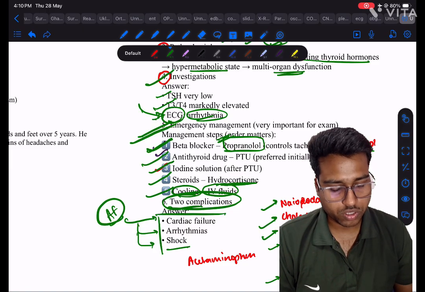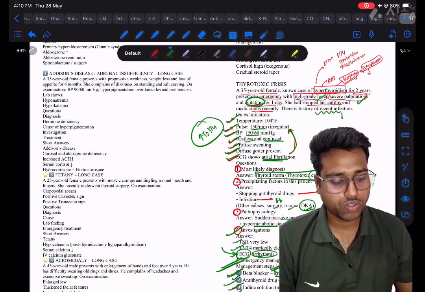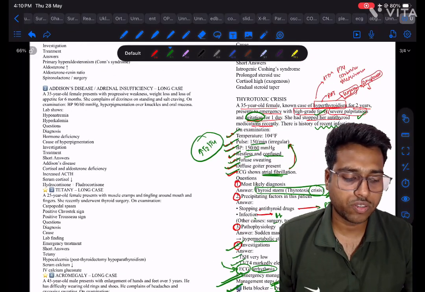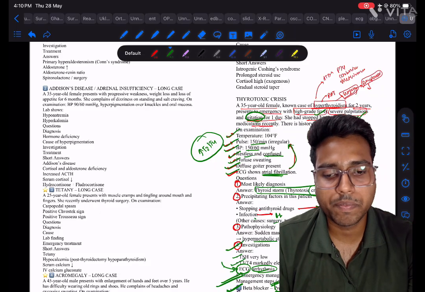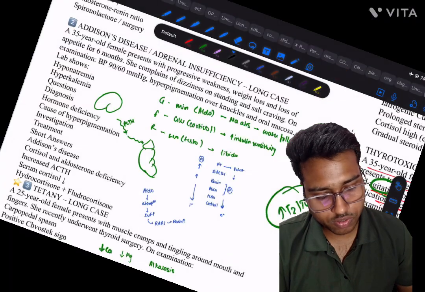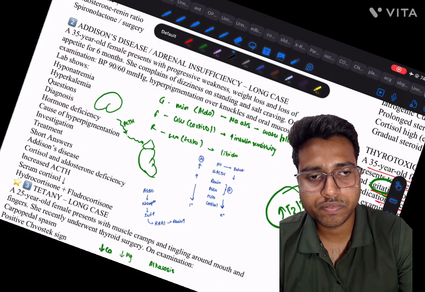Okay, these are the common findings over here. You have to understand the hyperthyroidism, and accordingly we have to treat the patient. Okay, so this is a very easy one. We can start with the next question over here.